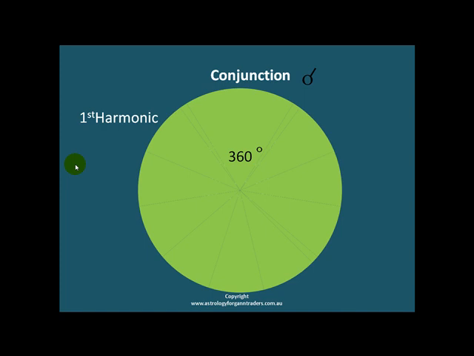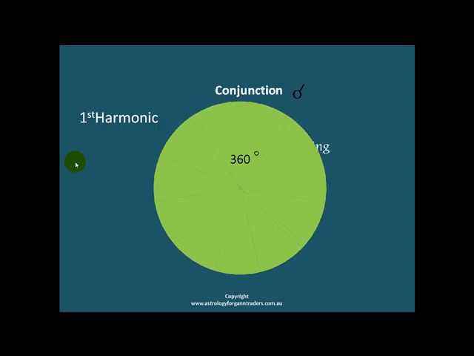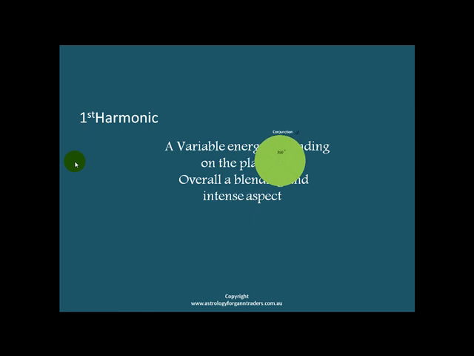That's what we tend to do. We start dividing the charts up quite dramatically, and it changes the way you look at a 360 wheel. Can't get into it right now until we get the basics, but it gets quite exciting once you start looking at a wheel, a 90-degree wheel. So let's start with this. So this is a first harmonic, which is 360 degrees, and again it's a variable energy depending on the planets, but overall the blending is an intense aspect, so it emphasizes those two planets coming together.